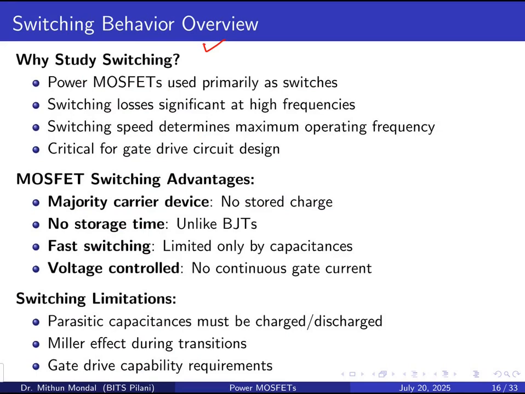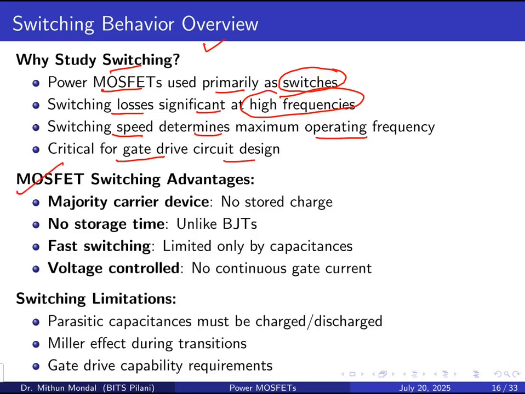So why do we need to study the switching? The power MOSFET is used primarily as a switch. So we are using the power MOSFET as a switch. So the switching behavior study is very important because we need to determine the switching losses, which are significant at very high frequencies. Switching speed determines the maximum operating frequency, which is critical for the gate-drive circuit design as well.